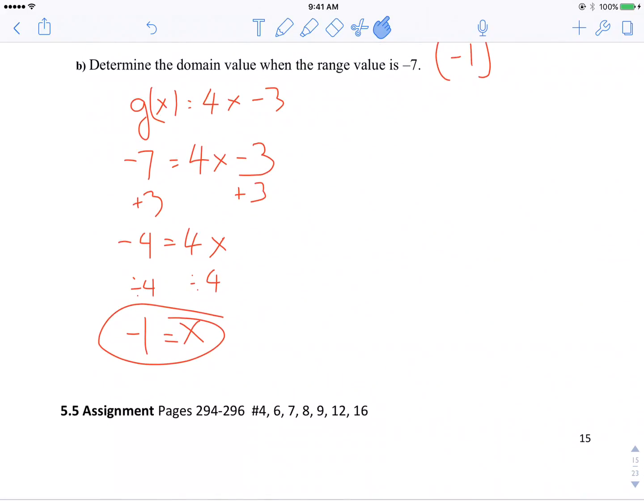Questions are noted at the bottom of the page here. Good luck with the assignment, and remember, practice, practice, practice.